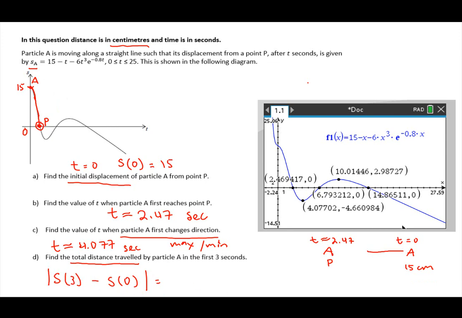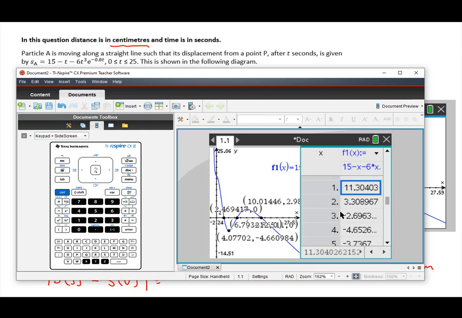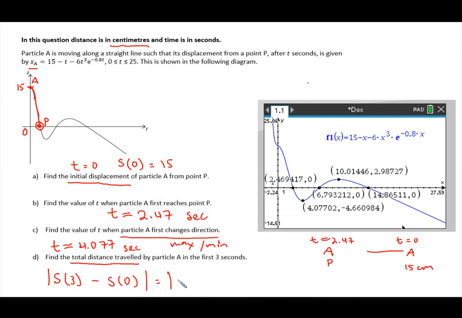So s of 3, go to the graph. Here's our table. When x is 3, we get negative 2.6963. So we have the absolute value of negative 2.6963 minus s of 0, which we know was 15. The absolute value of this is approximately negative 17.6963, so the absolute value becomes a positive 17.6963, and then we have centimeters.